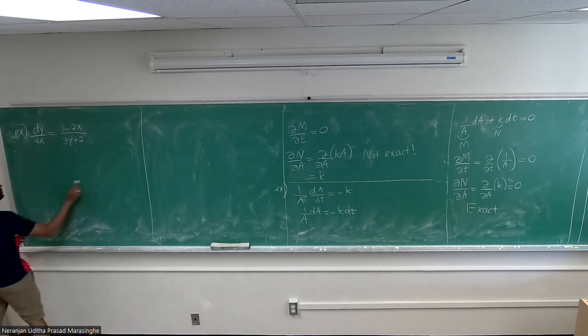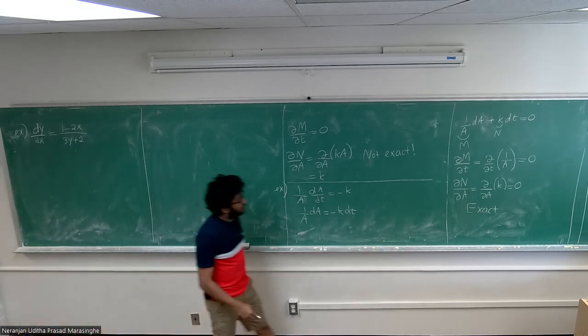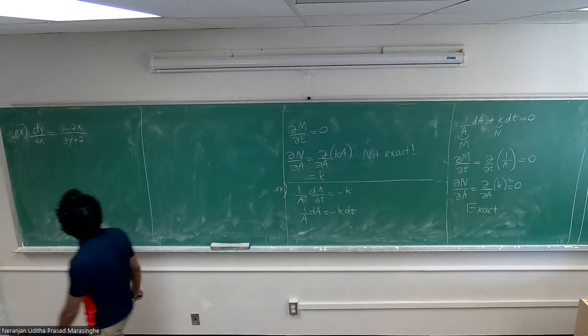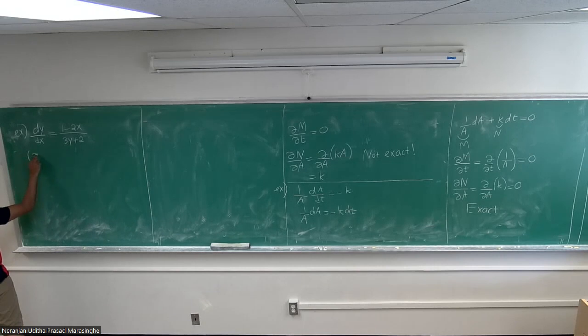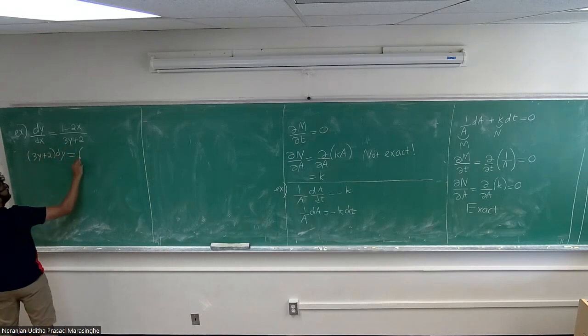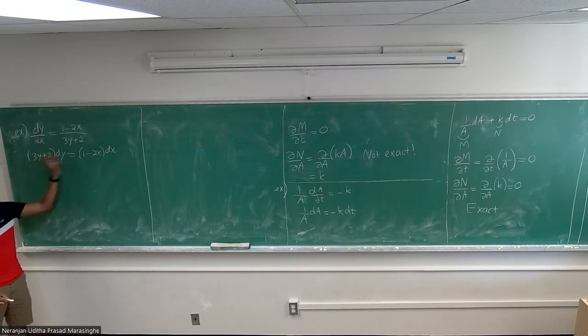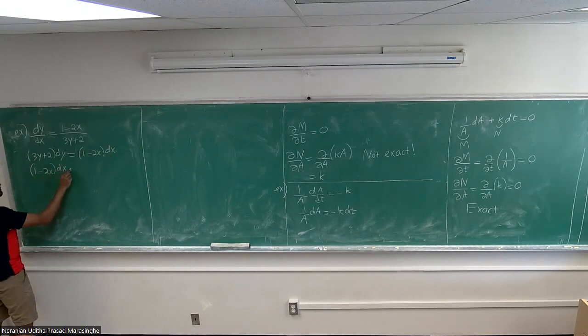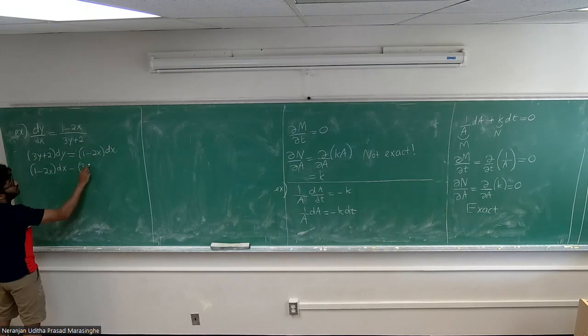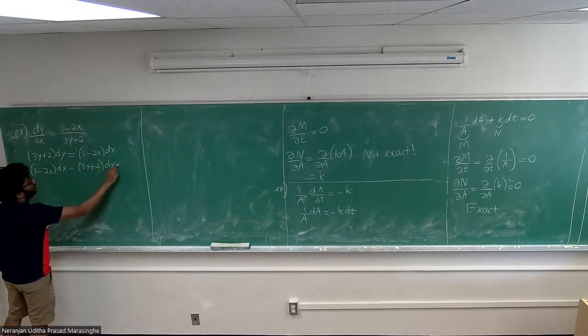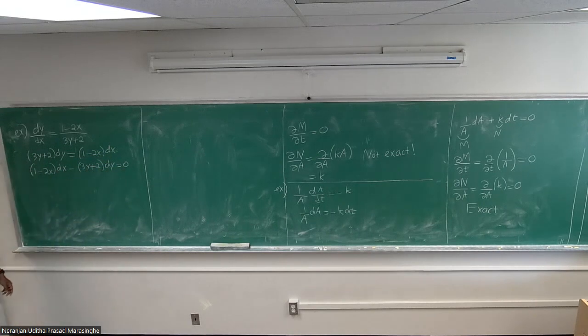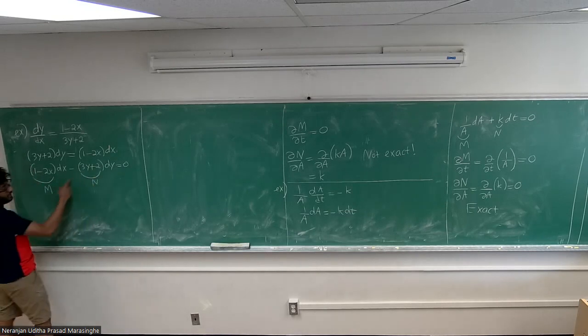Okay. First, I would construct an equation of this type. So I would take 3y plus 2 to one side, dy, and I would take dx to the other side. I have this. Okay. Then I would take this one. So I have (1 - 2x) dx minus (3y + 2) dy equals 0. Okay. This is your M. This is your N with negative sign.